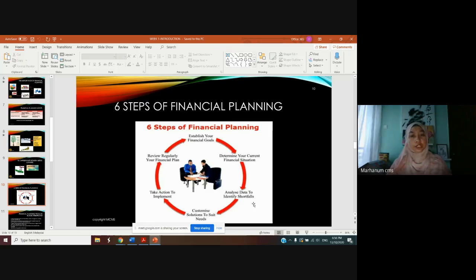Okay, take action to implement. So if we have decided and listed down all those things that we should do, then just take action. If we prefer to open a fixed deposit account, just go to the bank and take action. Okay, open the account.